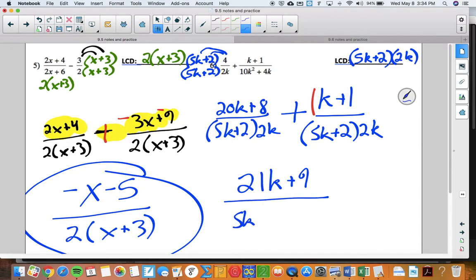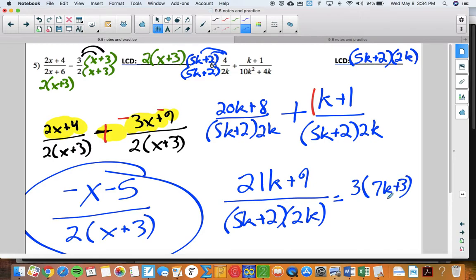over 5k plus 2 times 2k. You don't really need that in parentheses. So now see if you can factor the top. See if you can get a common factor. You can factor out a 3, so we get 3 times 7k plus 3. Unfortunately, the factors on the top do not match any of the factors on the bottom. So once again, womp womp.